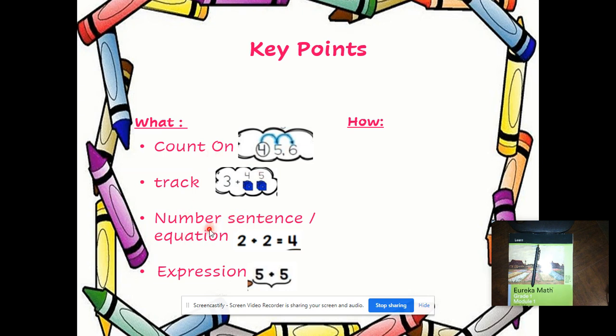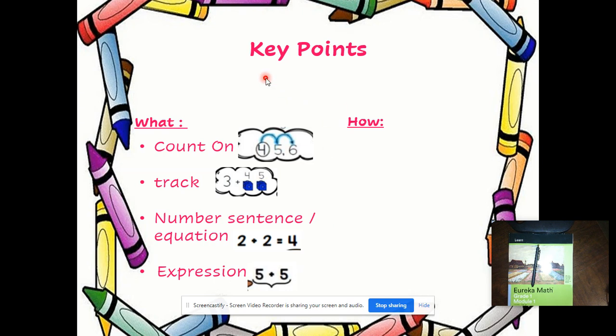Number sentence or equation. Here's an example of a number sentence or equation: 2 plus 2 equals 4. The difference here is that a number sentence or equation has a total or a whole number. An expression is just like 5 plus 5. If you notice, an expression does not give you a whole number or a total.